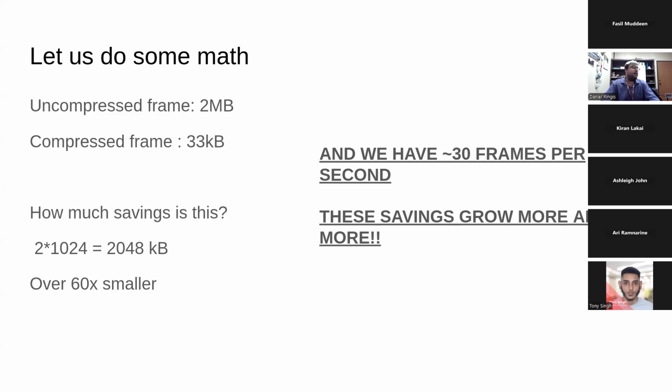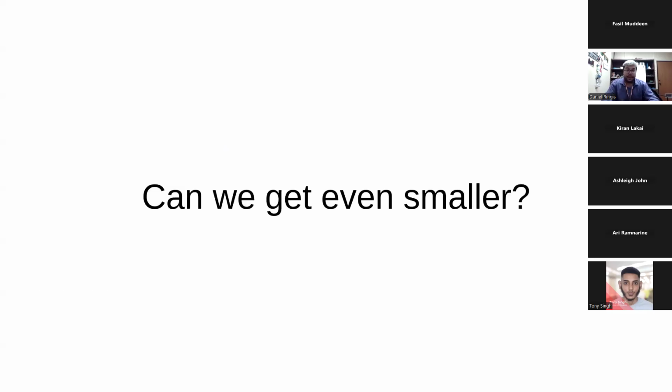We're going from uncompressed 300 megabytes to whatever 33 kilobytes times 150 is. That's 60 times smaller, and it grows. So that's why we do this. Now, that's just compressing every frame using image compression. Videos have an extra property.